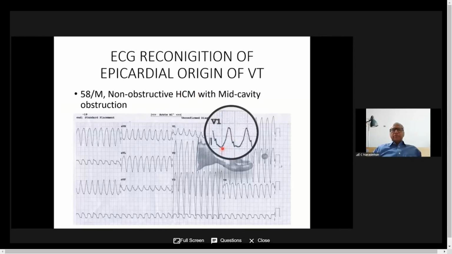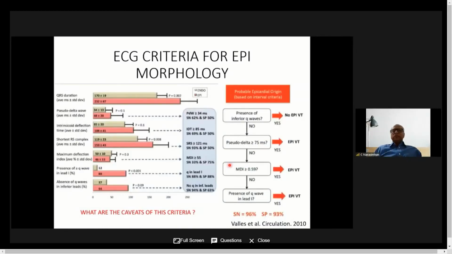Some of the ECG clues are the pseudo delta, very to the peak, which occupies more than 60% of the VT QRS duration. That should make you suspect that you are dealing with an epicardial circuit. So the presence of a pseudo delta, or what is known as the maximum deflection index, more than 60%, or a complete QS complex in lead 1, all these things should make you suspect you're going to have an epicardial VT, and you should be prepared for ablating them from the epicardial surface.